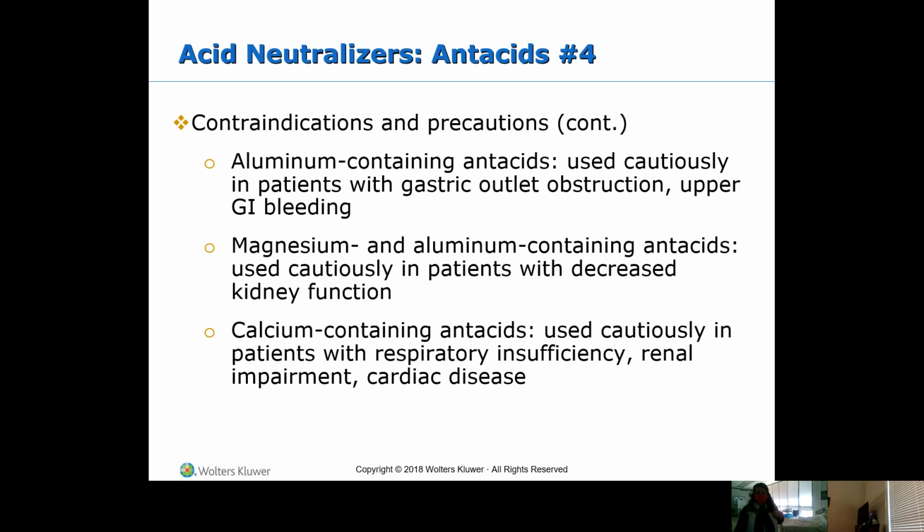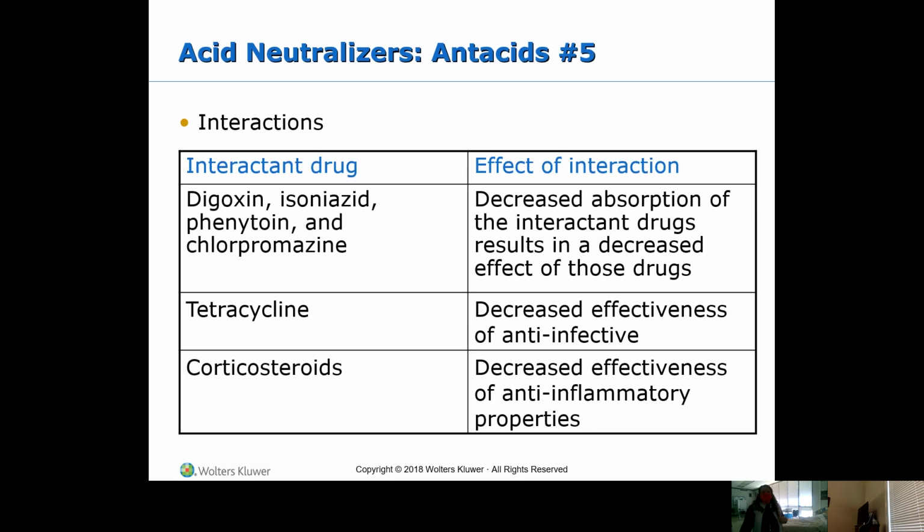And we're also going to use the calcium containing antacids cautiously in patients with renal impairment and kidney problems. So the issue with acid neutralizers is we don't usually want to give them within an hour before or 2 hours after other medications. Why do y'all think? Yes, but how will it interact? Do you think the meds interact, or do you think something happens in the stomach?